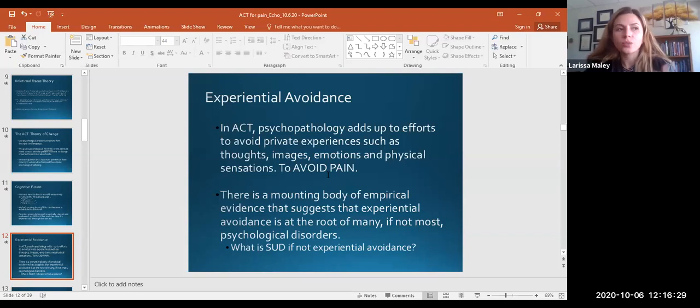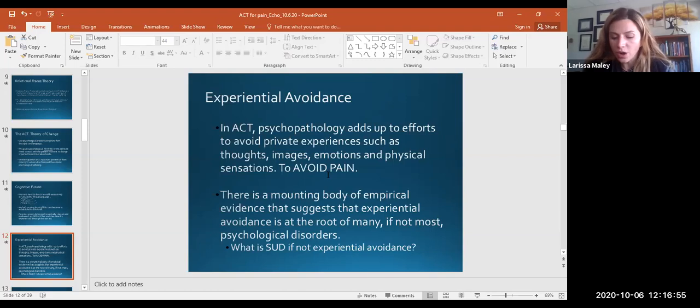So in ACT, as well as other third wave therapies like DBT, for instance, experiential avoidance is viewed as the reason why people have what's called psychopathology. So mood disorders, all of the different sufferings that we would qualify as psychopathology that lead to dysfunction are a result of this experiential avoidance.